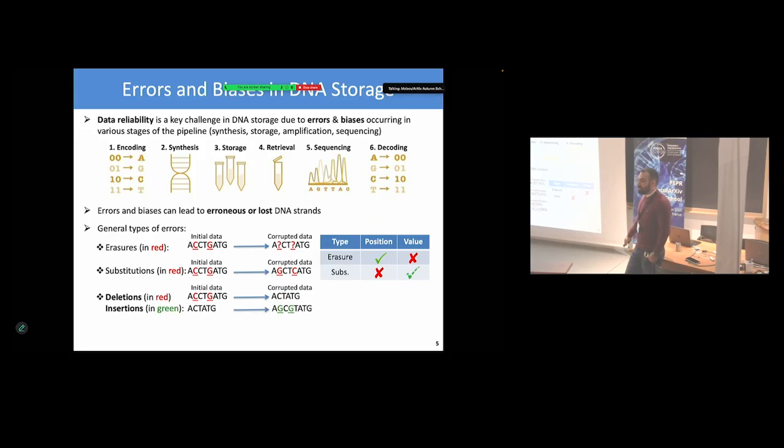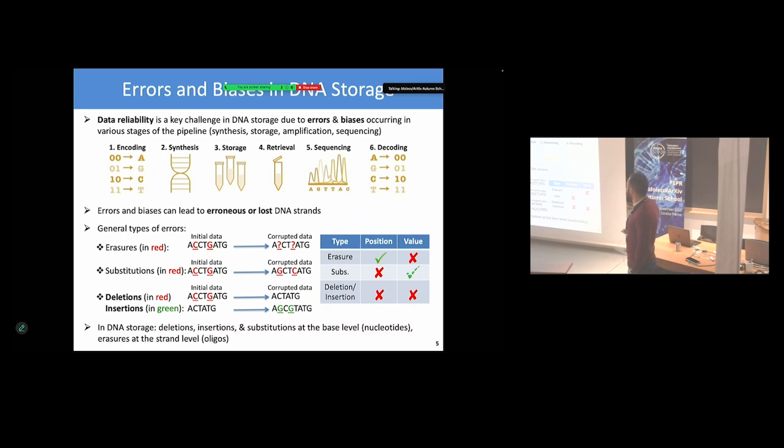And then to our lovely deletions and insertions. When you have deletions, these two symbols are completely removed from the sequence. And when you have insertions, new symbols appear in your sequence. So your sequence is actually shorter or longer now. And in this case, you know neither the position nor the value of the errors. And this is why deletions and insertions are the most general and challenging types of errors to deal with. For instance, a substitution can be viewed as a special case where a deletion is followed by an insertion at the same position. So this is just a special case of the more general deletions and insertions.